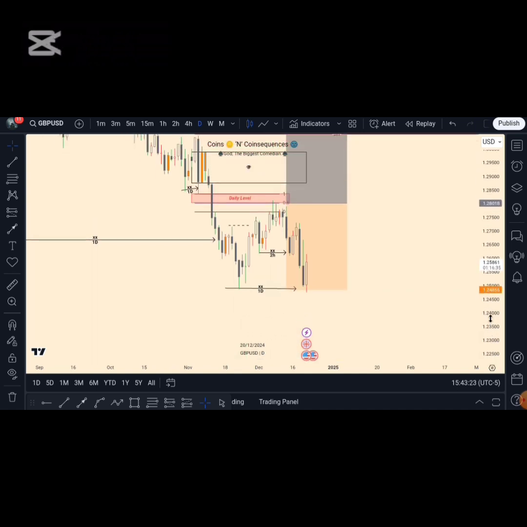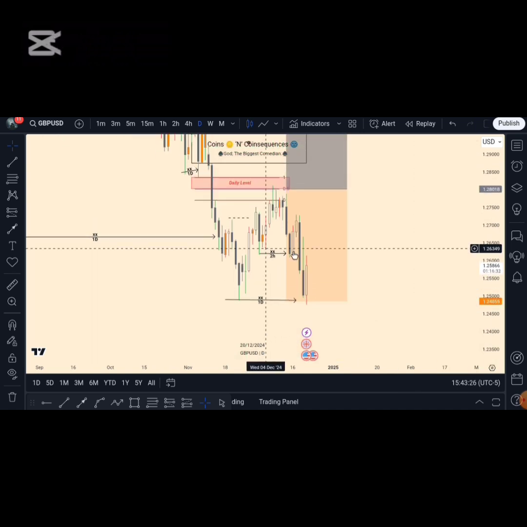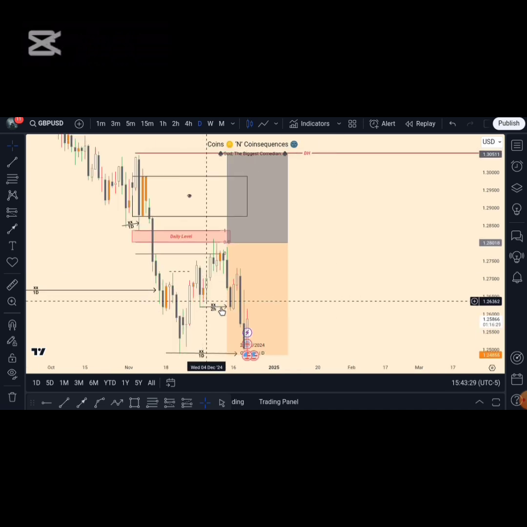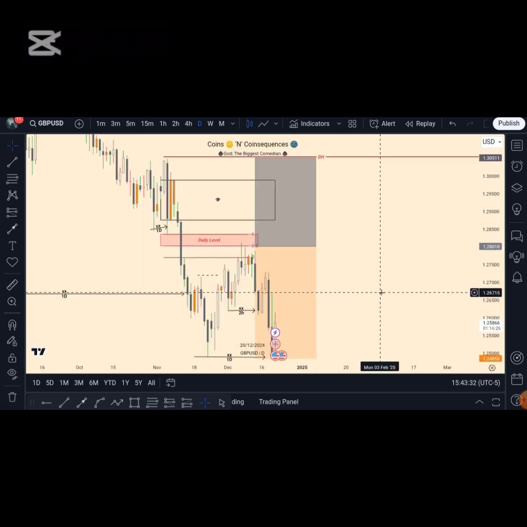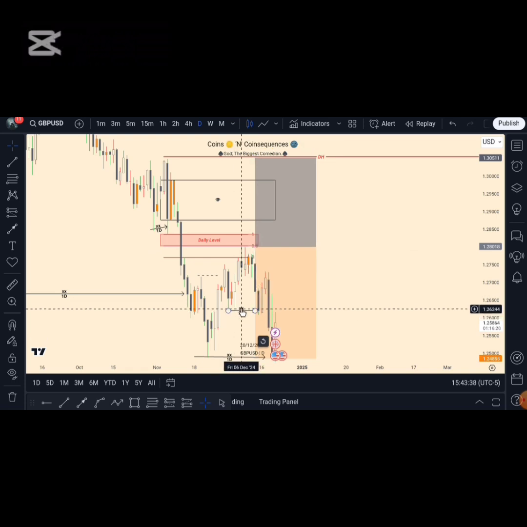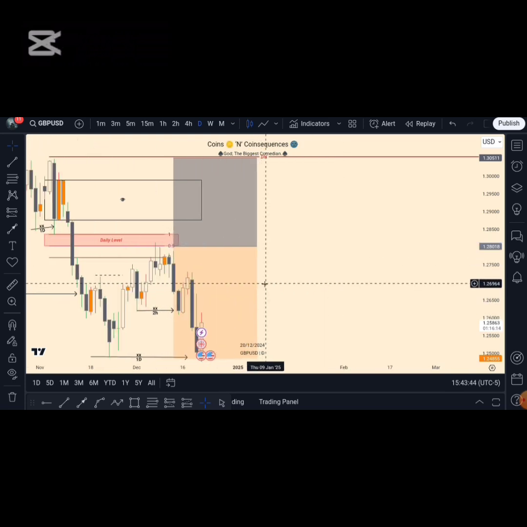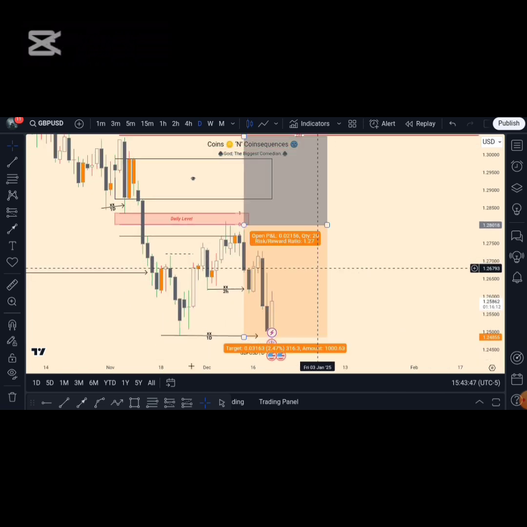So as you can see, we have this break of structure, change of character. Once price mitigated this POI and came down, took out this 4 hours low, giving us a change of character on the daily time frame, all you have to do is re-entry. There's an entry model and a re-entry model. So this is the re-entry.